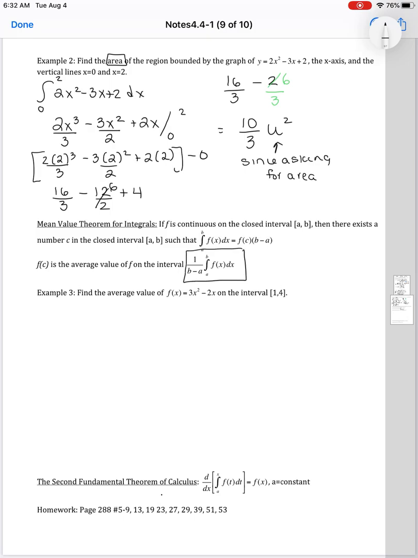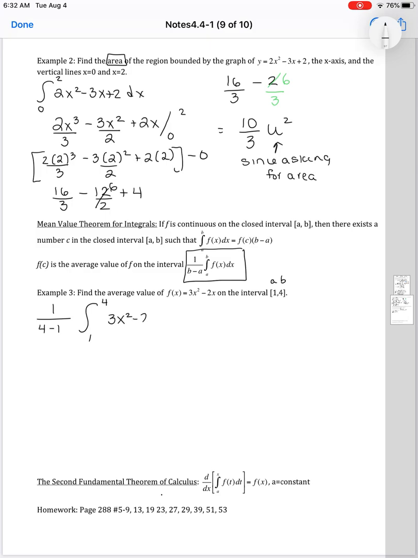All right, we had a mean value theorem way back for derivatives. Now we have a mean value theorem for integrals. And all it's going to be is this nice formula. Looks complicated, but I can assure you it's really not. So it says if f is continuous on the closed interval, so it's still got to be continuous, there exists a number c in the closed interval such that that boxed formula is true.